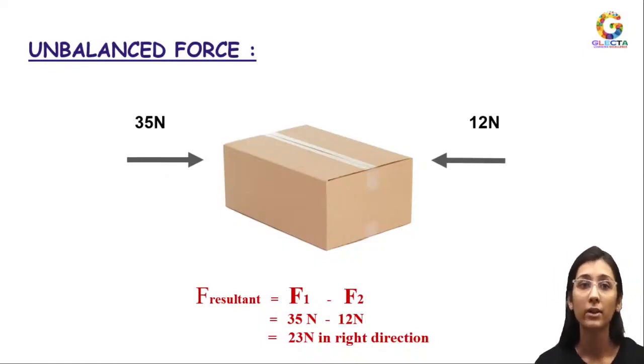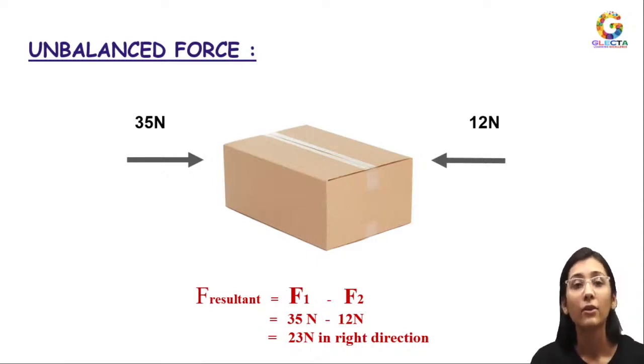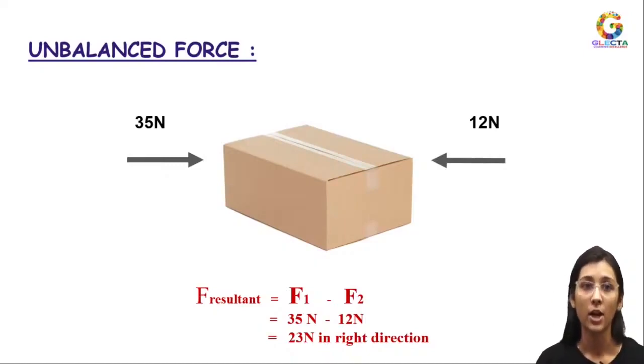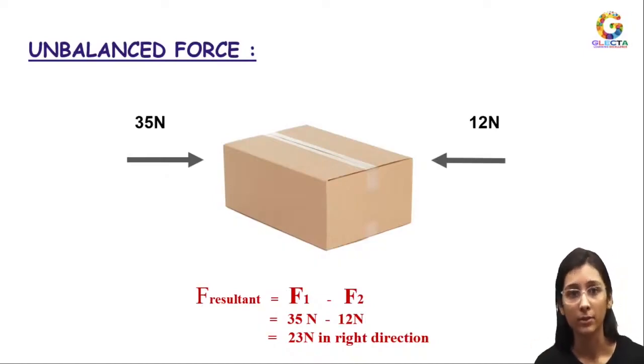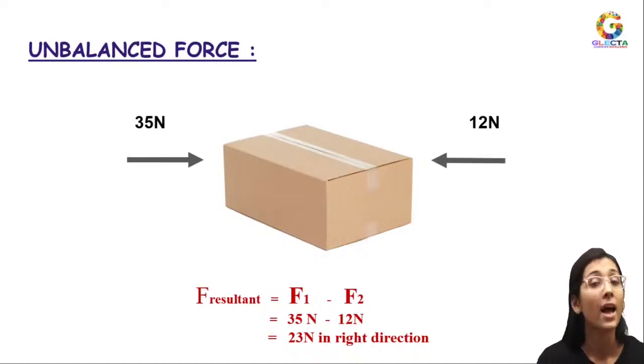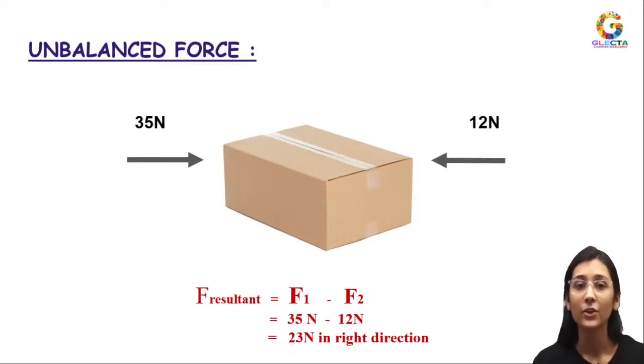And where will it move? Where the larger force is applied from, and that is applied from 35 Newton. And how much force? You can calculate by the difference of the two, which is 35 Newton subtracted by 12 Newton, which is 23 Newton. And in which direction? Right direction. Alright, now you can see the difference between balanced and unbalanced force.